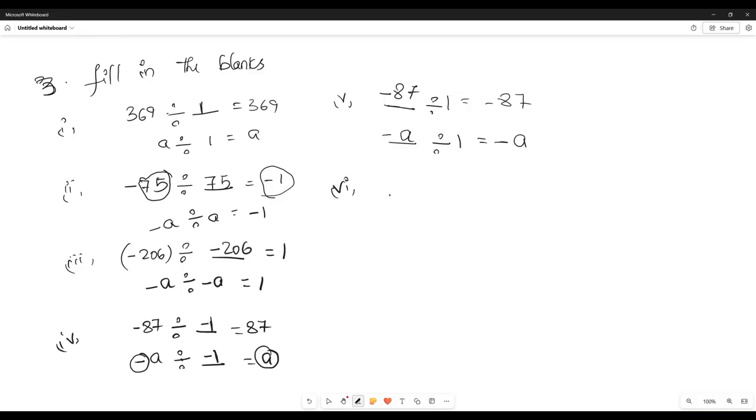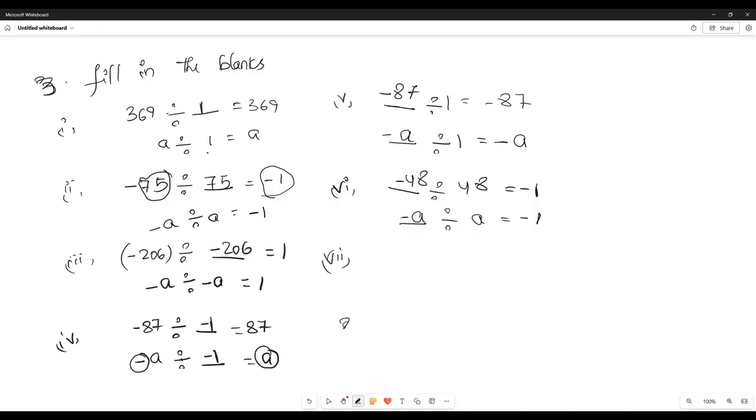And the sixth question: dash divided by 48 gives minus 1. Like dash divided by a gives minus 1. When we get the minus 1 here, it is a minus a. So it is minus 48.